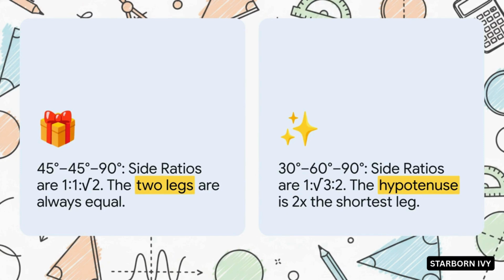For a 45-45-90 triangle, it's easy. The 2 legs are always equal, and the hypotenuse is just that leg length times the square root of 2. For the 30-60-90, the sides always follow a simple pattern: 1, the square root of 3, and 2. If you spot one of these on the test, you don't even need SOHCAHTOA. You can solve it in seconds.